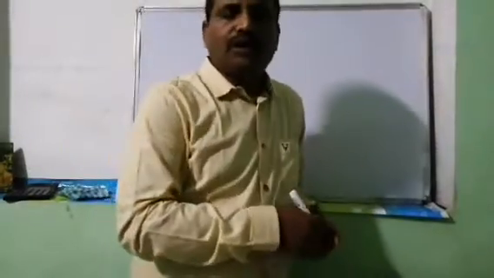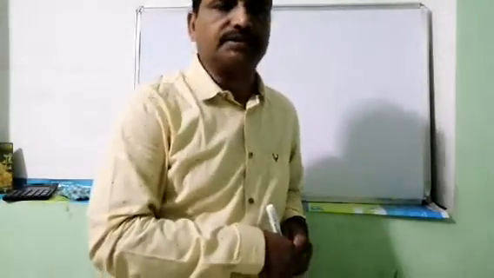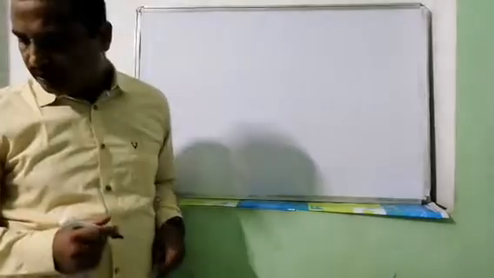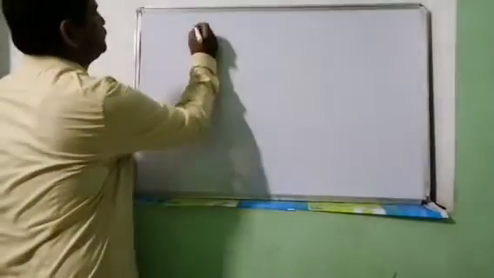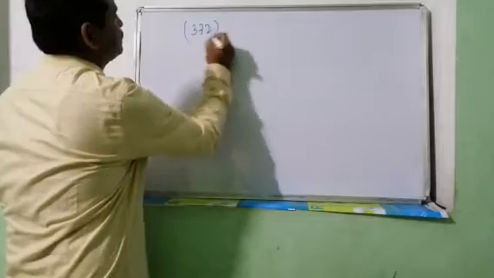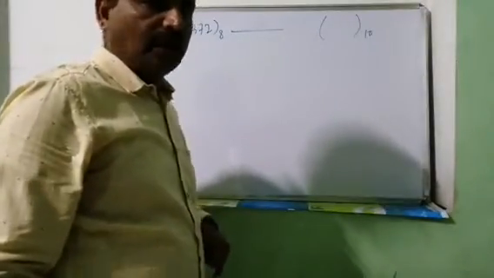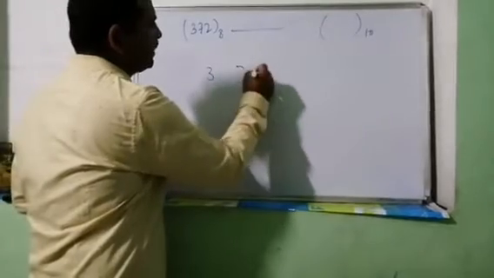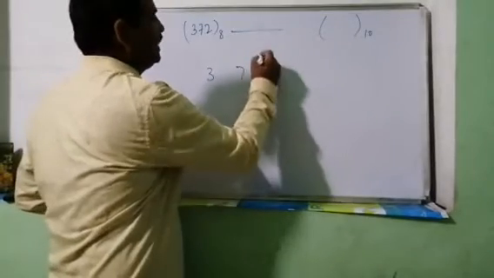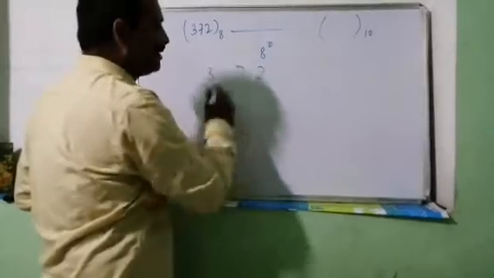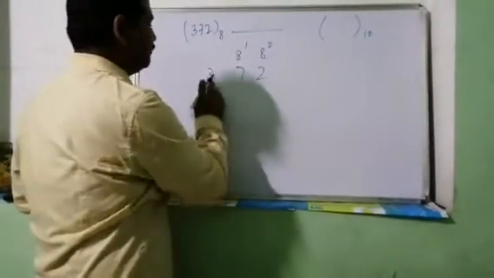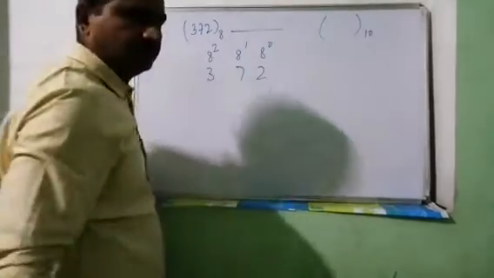Now we will learn how to convert octal number system to a decimal number system. So it's very easy, but just learn the process. Suppose you want to convert 372 octal to decimal. Each digit of this octal number carries a weight. The weight of this 2 is 8 to the power 0, of this 7 is 8 to the power 1, and of this 3 is 8 to the power 2.